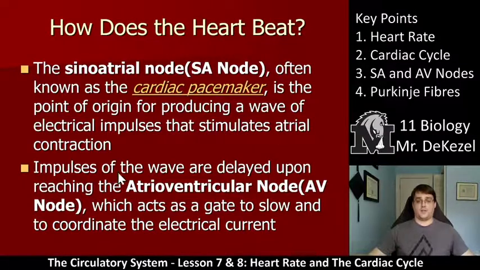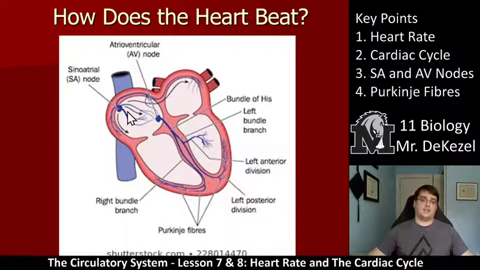So the impulses of the wave are delayed upon reaching the atrioventricular node. Essentially, they have to travel across the right atria, which takes some time. This acts as a gate to slow and coordinate the electrical current. So you can see here that there are arrows pointing to this node, the AV node, the atrioventricular node. And again, it makes sense. It's between the atria and the ventricle, just like the atrioventricular valves. This is the atrioventricular node.